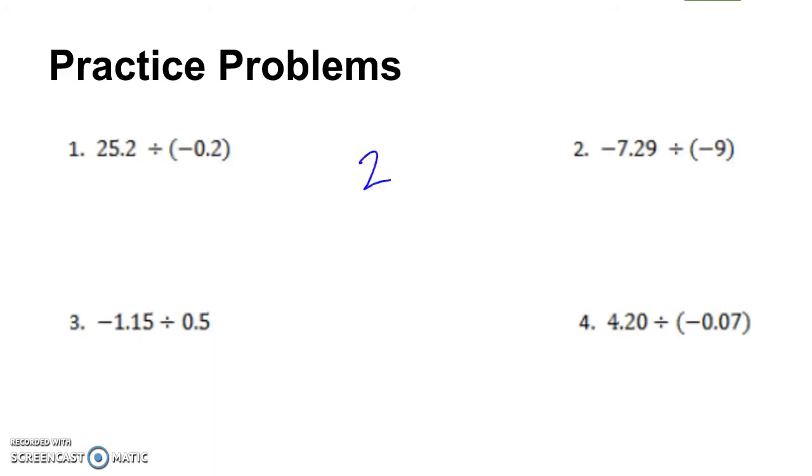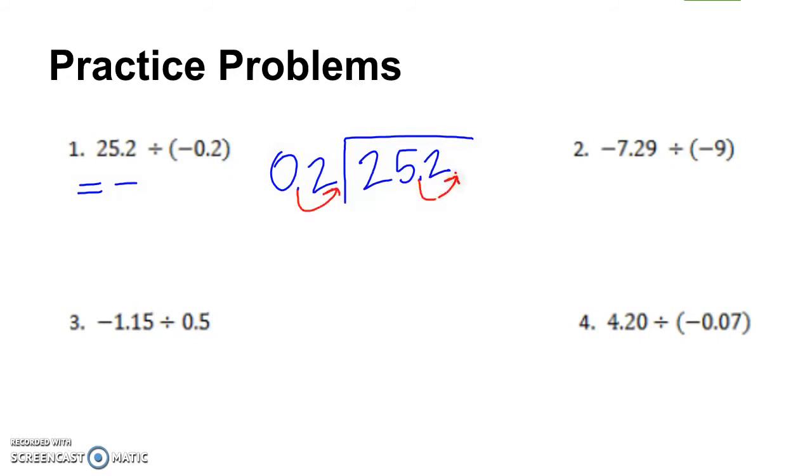Set it up. Remember, the first number is your dividend, goes inside the house. Negative 0.2 is the divisor, goes outside. I can go ahead and tell that this is a negative answer because the signs are different. Now I'm going to scoot this over 1. I'm going to scoot this over 1. And so now I just do my regular division.